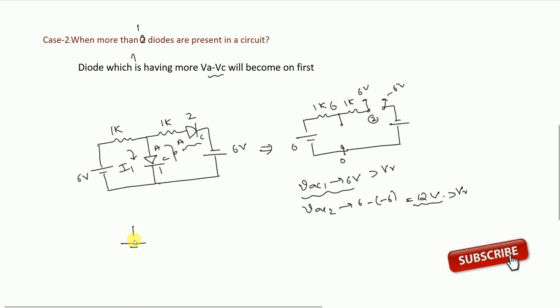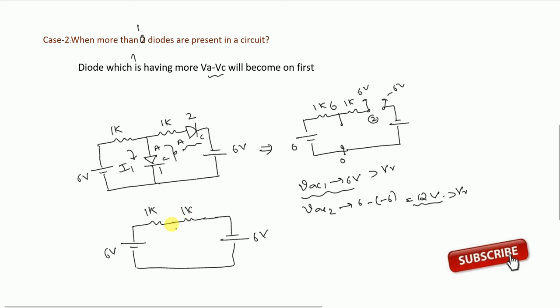What will the equivalent circuit look like? 1K, 1K. Assume they are ideal diodes. So it is the equivalent circuit. Friends, why am I turning on this diode? Because it has more VAC voltage. That's why I am turning on this diode.